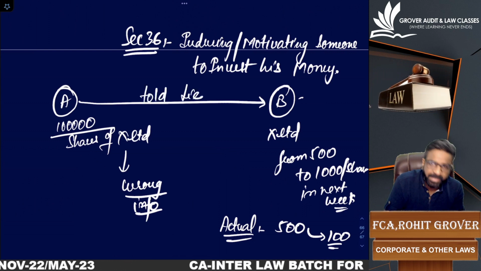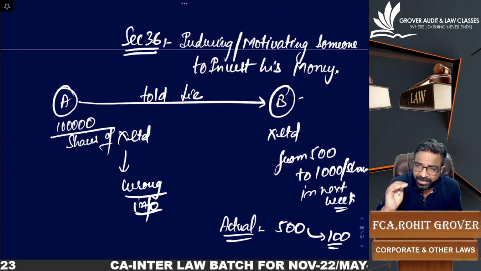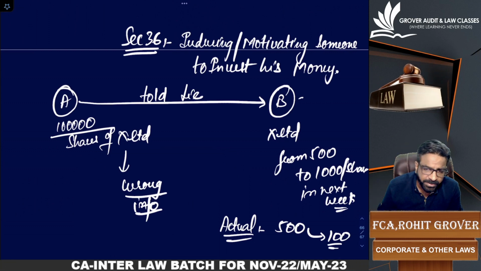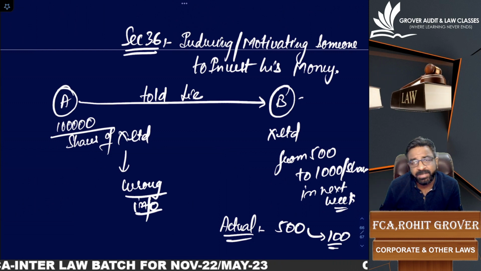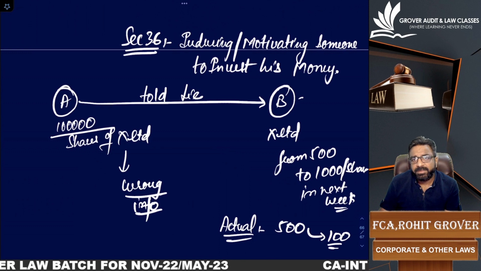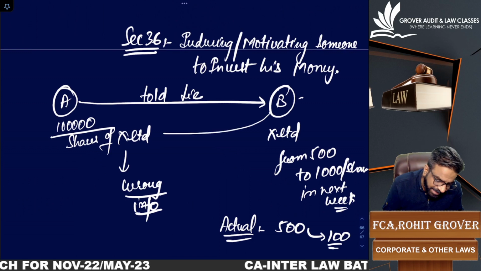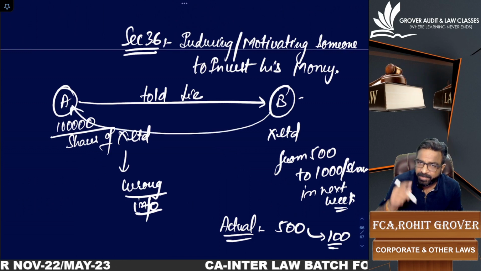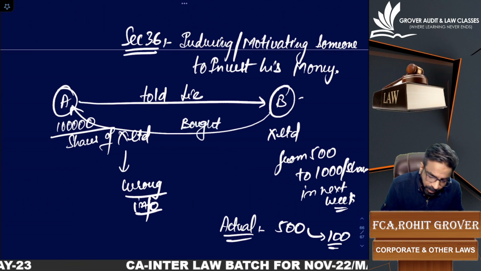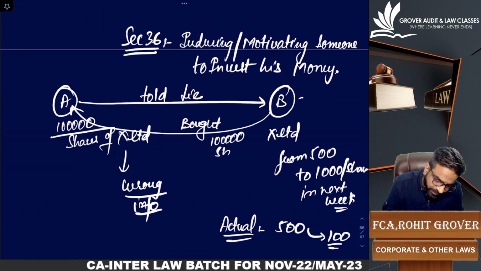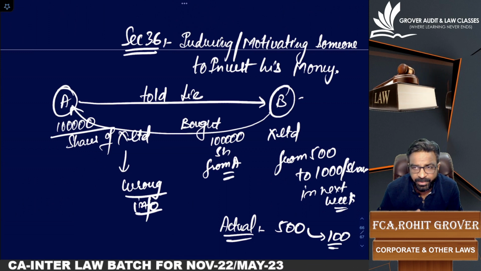A told a lie to B. What did A tell B? Buy the shares of X Limited; from 500, the share price will go up to 1000. Are you getting the point? Now tell me, did he tell him the truth or did he give him fraudulent information? He gave him fraudulent information. B believed A and bought 1 lakh shares from A. Now tell me one thing: ultimately, did B make the profit or did B lose the money?